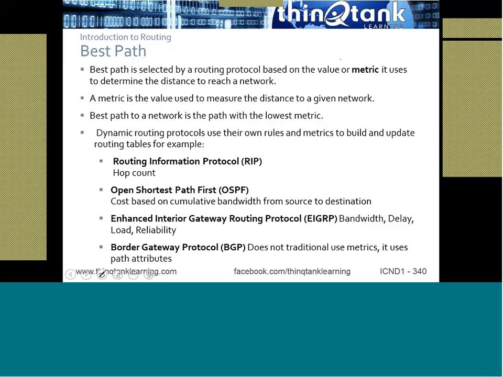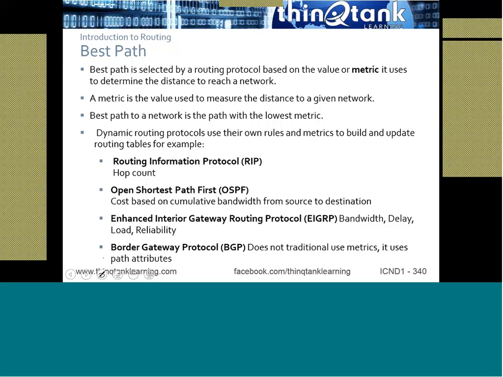But you'll notice that with OSPF, which is one of the most widely used routing protocols, bandwidth is a component. EIGRP, bandwidth is a component. So these two protocols are considered to be relatively intelligent, and they make good decisions about how to reach destinations. Now, BGP is a little bit different. BGP doesn't use a metric at all. It uses something called path attributes, and we'll see more about that later on. BGP is not a traditional routing protocol.